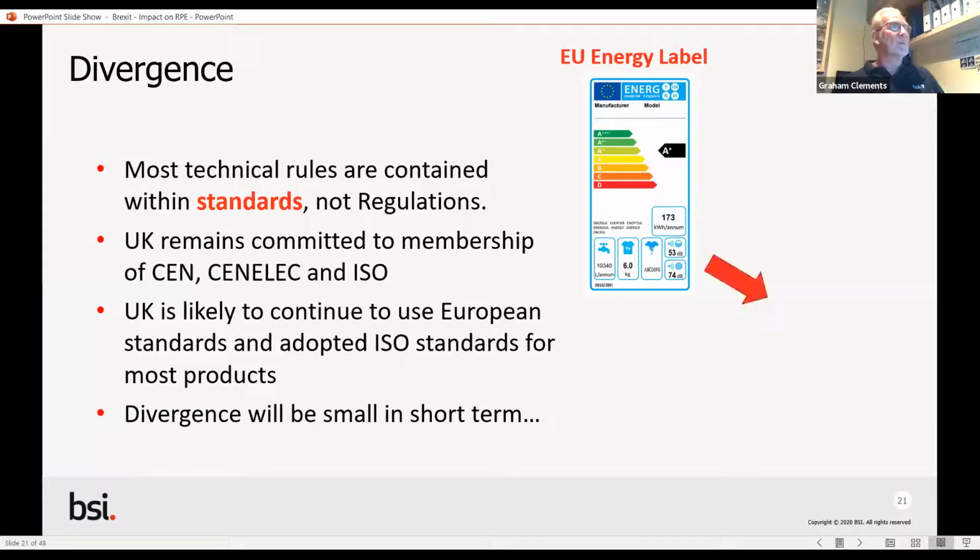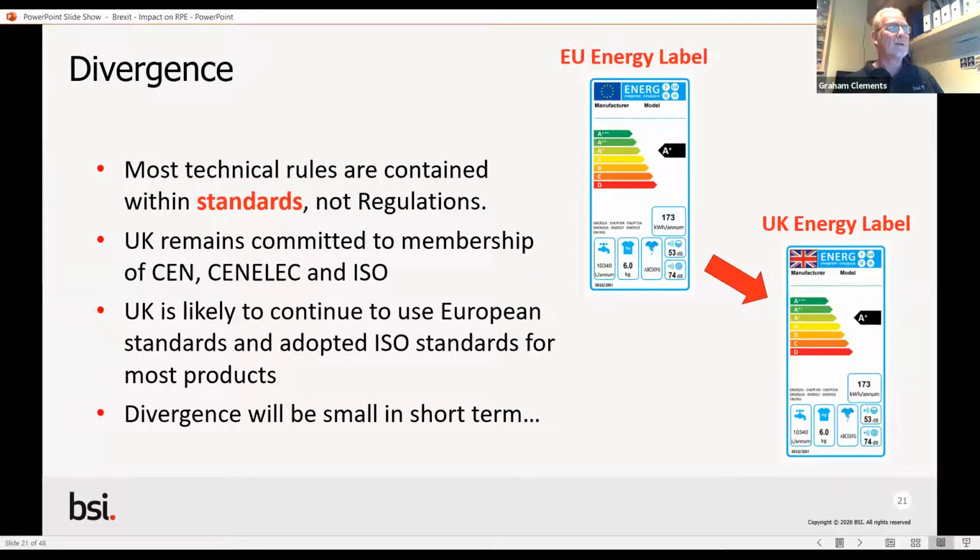Typically, if we look at an energy label, spot the difference. One's UKCA and one is CE. And really, there's no difference. We've just adopted the same approach. And that's a very illustrative way of saying, well, business as usual.